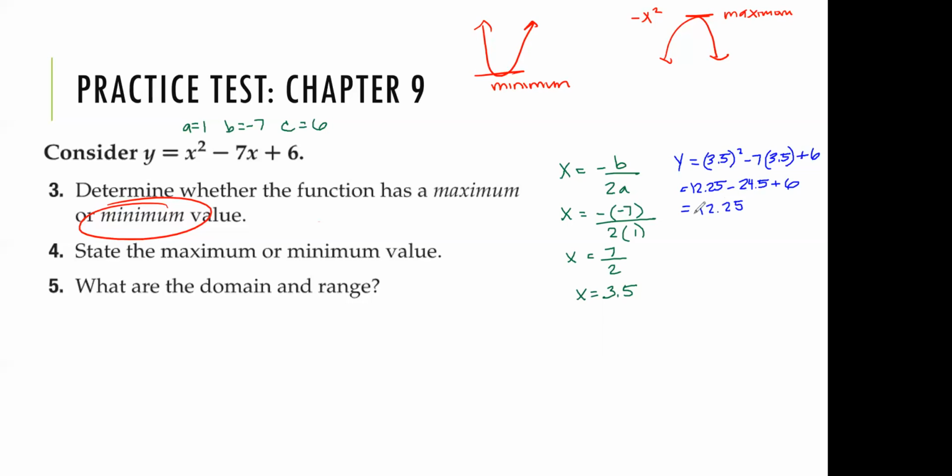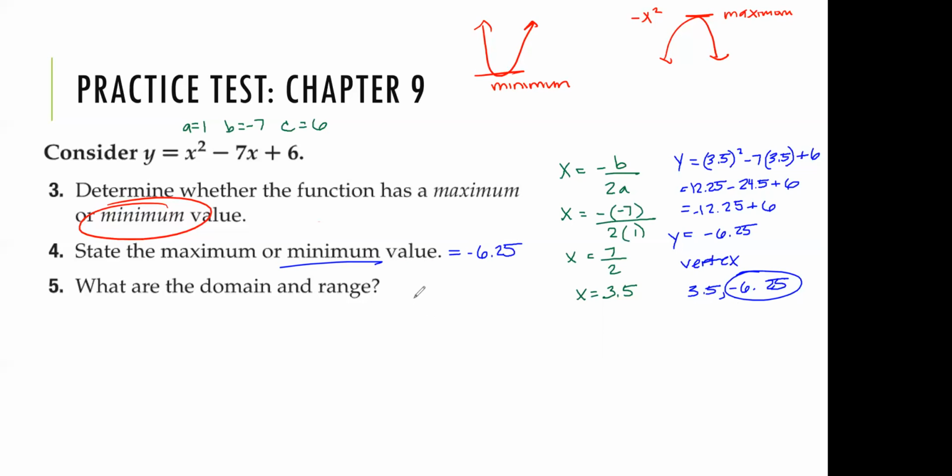So I would subtract 12 and 25 hundredths minus 24 and 5 tenths, which is negative 12 and 25 hundredths, plus 6. So y is equal to negative 6 and 25 hundredths. So that means my vertex, when x is 3.5, y is negative 6 and 25 hundredths. Okay, so my minimum value is going to be negative 6 and 25 hundredths. That's my y value. Okay, so minimum value equals negative 6 and 25 hundredths.